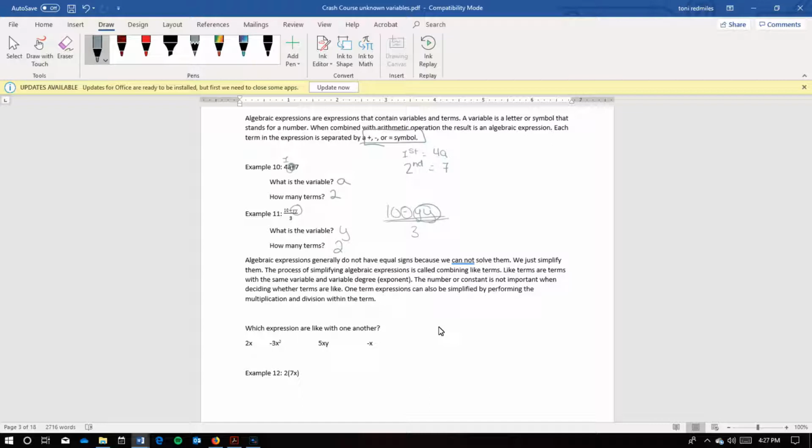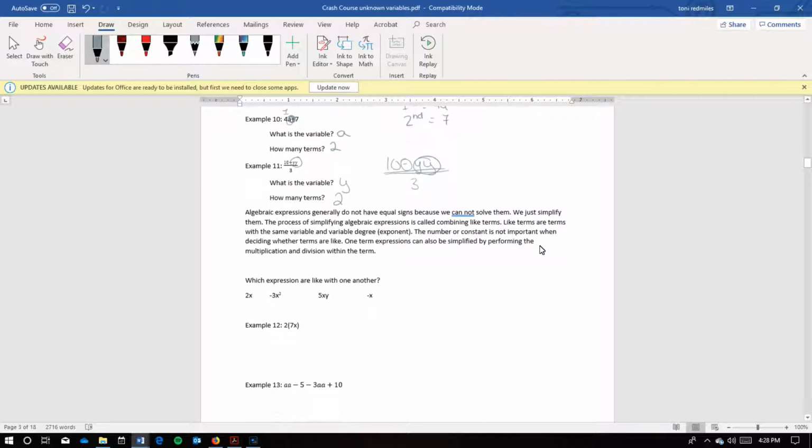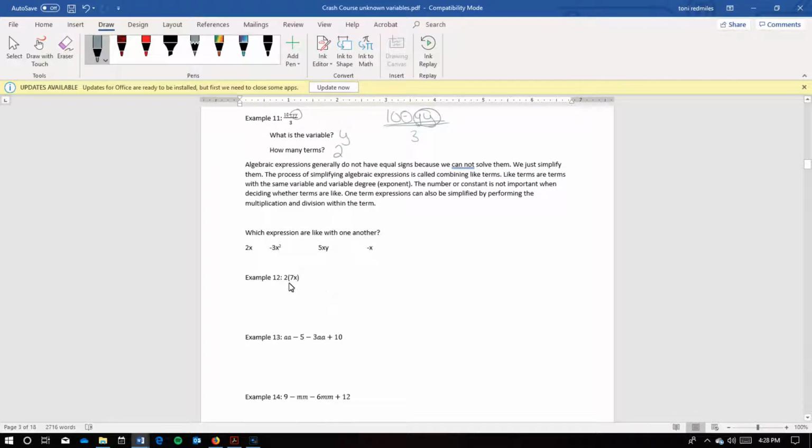And remember, whenever you combine terms, it's kind of like when you're adding fractions. You can only add and subtract terms, because terms have to be alike, just like denominators have to be alike. So it's very important to find the common ones. All right, let's look at this example 12.